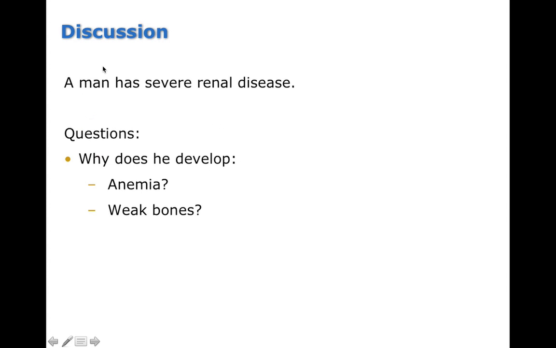And this next discussion question says a man has severe renal disease, and asks why he develops anemia and weak bones. Well, remember, the kidneys also release erythropoietin. One of the consequences of kidney disease is renal anemia, which is essentially where your kidneys don't release erythropoietin in response to low blood oxygen. So that ultimately causes anemia because your kidneys are failing, which is kind of odd. And then you can also see weakening of bones because your kidneys activate vitamin D.